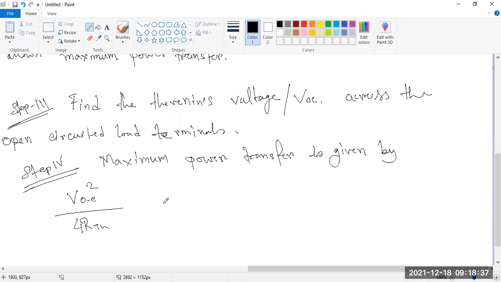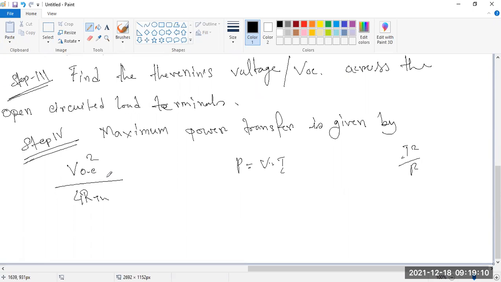Maximum power, because we know P equal to V into I. So one V is coming here and one V is coming, I equal to V by R. And this R is just like a total RTH. So 2 times it will come in. So this is 4. This is I square R.